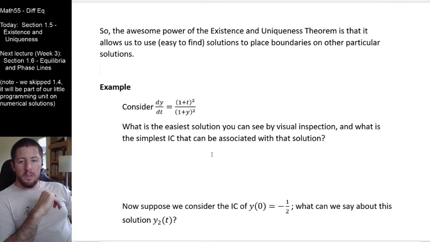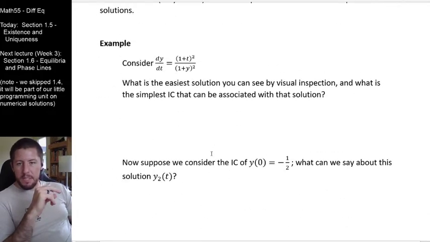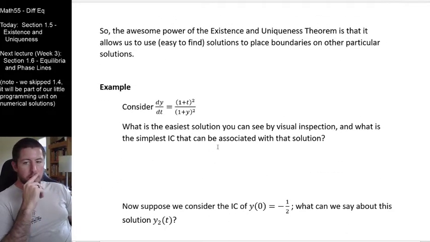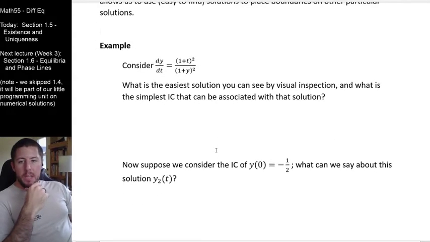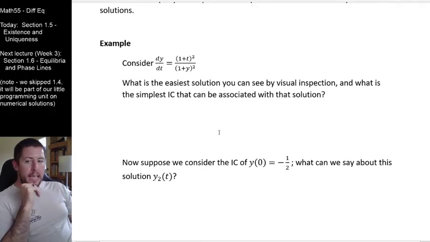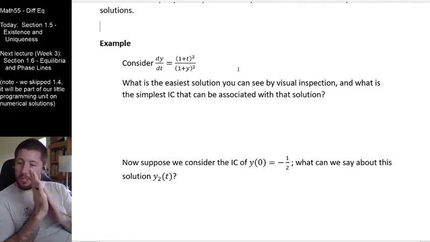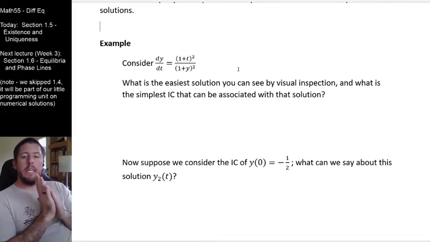So let's look at, there's technically two examples left, but the second one is very closely related to the first right here. So let's think about some claims that we can now make based on existence and uniqueness theorems right here. All right. So consider dy/dt equals (1 plus t squared) over (1 plus y squared). And the first thing that I want to ask you is, what's the easiest solution that you can see by visual inspection? Don't go doing math. Make some educated, simple guesses and see if it works out.